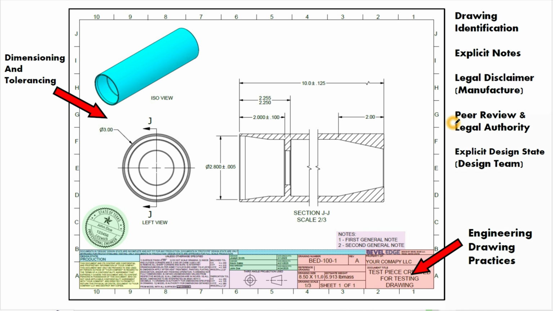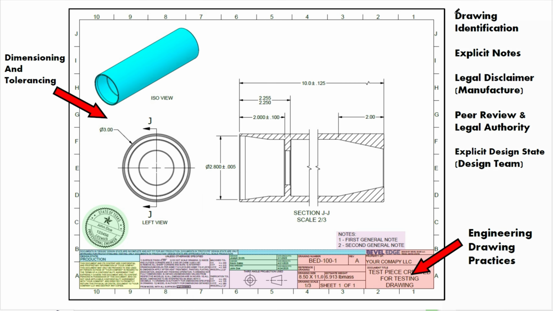And then also in green, the peer review process: who has looked at, checked, and approved the drawing that you have created. You might also have a stamp of legal authority by a professional engineer on your drawing. And finally, the explicit design state in blue. That is mostly a communication between the client and the engineer. The client comes to us and says, make me and design me this part, and Bevel Edge puts this blue note in here to help communicate to the customer what state the drawing is in.